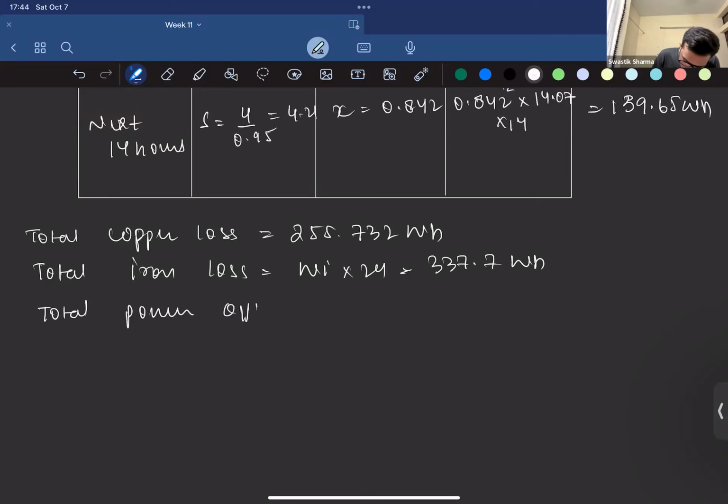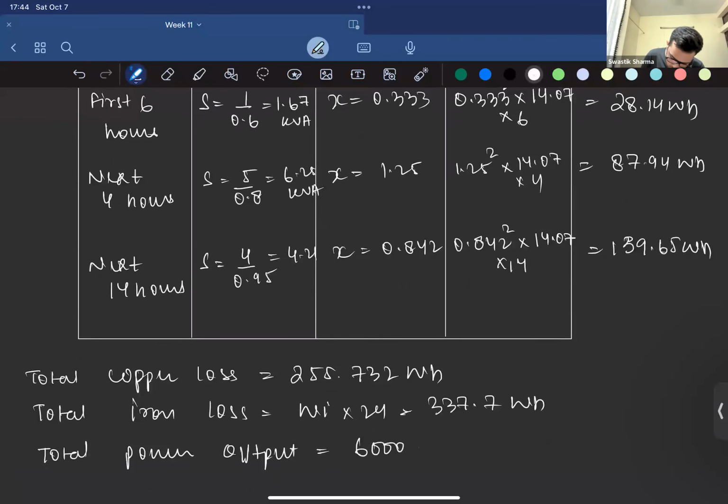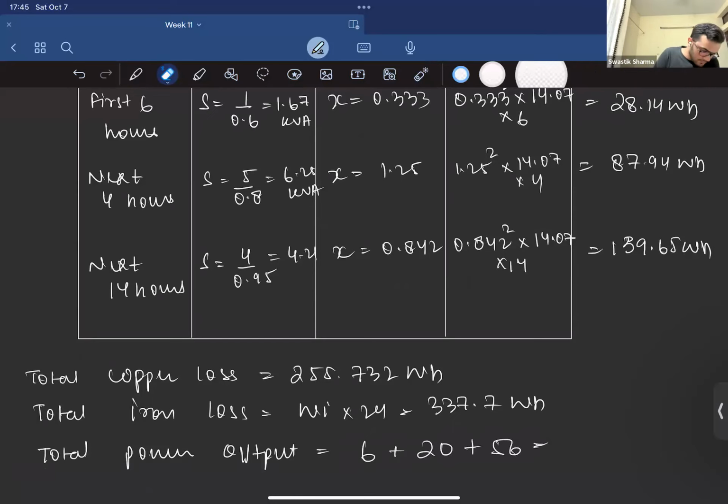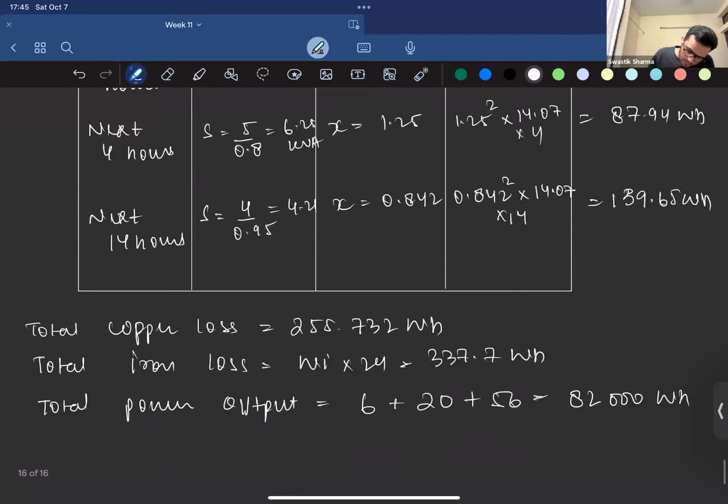And total power output is 1 into 6, which is 6,000 plus 5 into 4,000, sorry, 5,000 into 4. Just a second, I'll do it like this. 6 plus 20 plus 56, right? So this is 6 plus 20 plus 56, 82. So it's 82,000 watt hour.